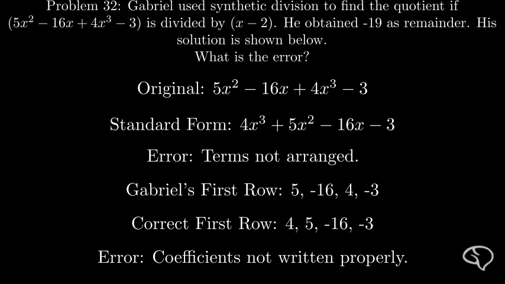So Gabriel made 2 errors. He didn't arrange the terms in decreasing powers of x, and he didn't write the numerical coefficients properly. This corresponds to options 2 and IV. This example shows how important it is to follow the setup rules for synthetic division. We have now identified common errors in polynomial division.